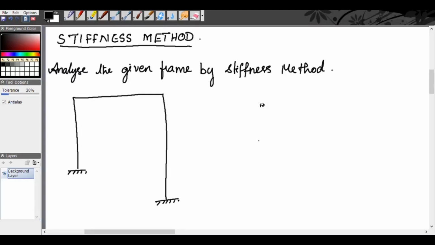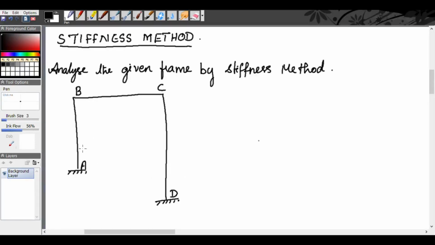But in this problem, because the lengths of the columns are not equal, the lengths are different, it will have sway. I will read the given question. The given question is: analyze the given frame by stiffness method. So this is your given frame. We will take this fixed end as A, and this as B, C and D.